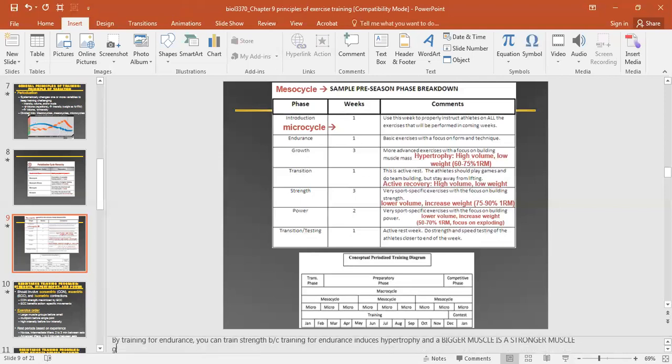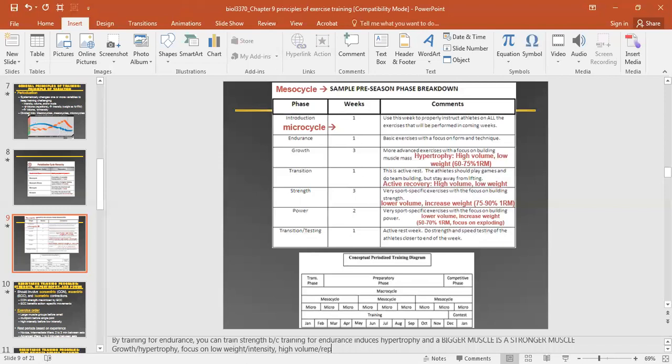So if you want growth, hypertrophy, focus on low weight, high rep. Low weight, which means intensity, high volume, which means repetition, to gain the most hypertrophy. So you'll start to work at lower percentages of 1 repetition maximum.